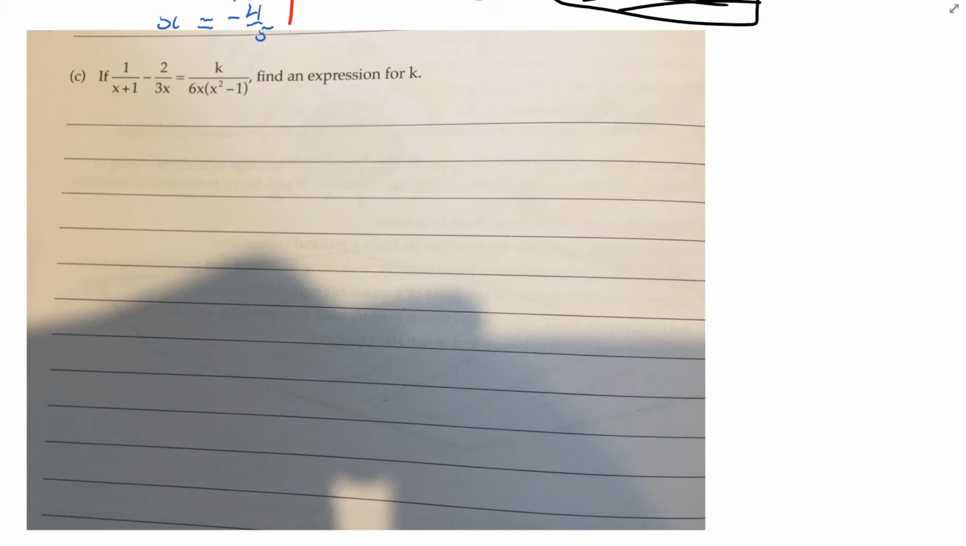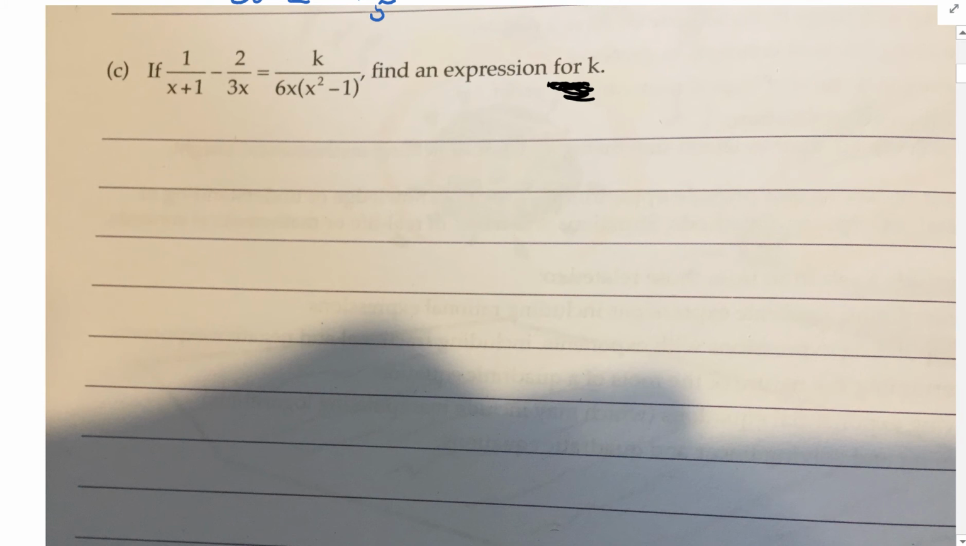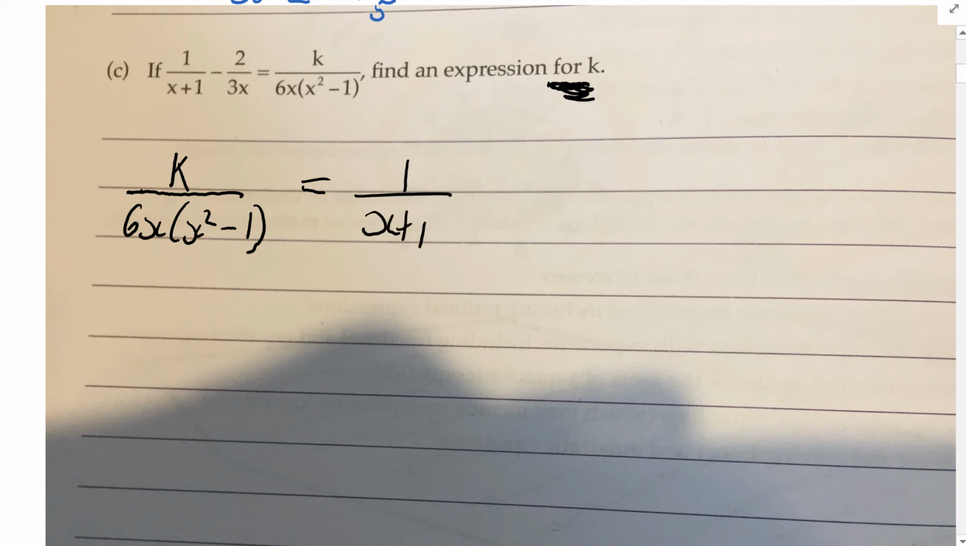Well, the first thing I'm going to do is I can see that I want the expression for k, so I want k on its own. So how can I do that? Well, the easiest way is if I multiply both sides by the denominator of k, right? So I'm going to set it up so k is on the left. So k over 6x, x squared minus 1 equals 1 over x plus 1 minus 2 over 3x. So if I multiply both sides by the denominator, let's see what happens.